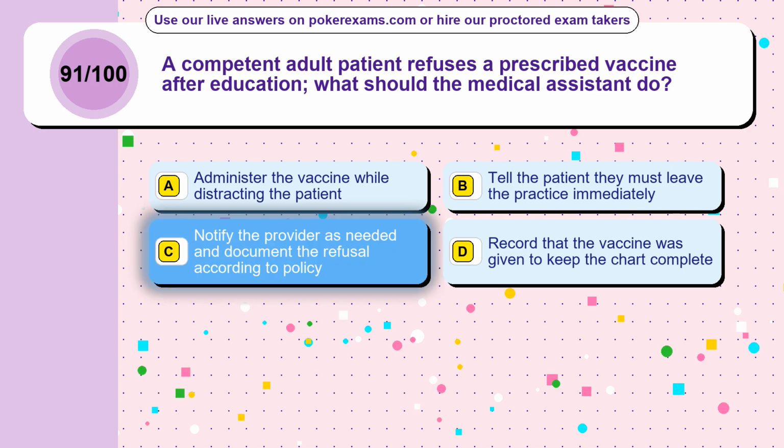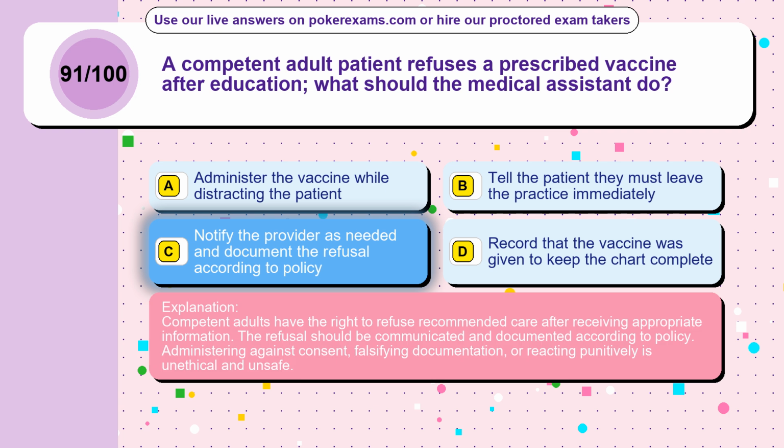Notify the provider as needed and document the refusal according to policy. Competent adults have the right to refuse recommended care after receiving appropriate information. The refusal should be communicated and documented according to policy. Administering against consent, falsifying documentation, or reacting punitively is unethical and unsafe.